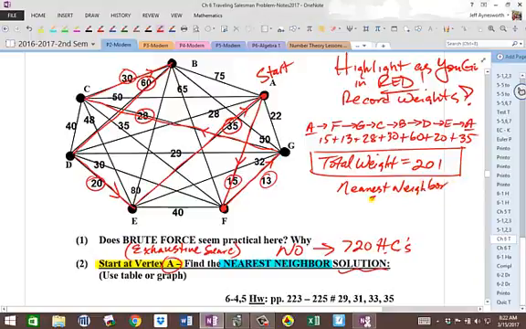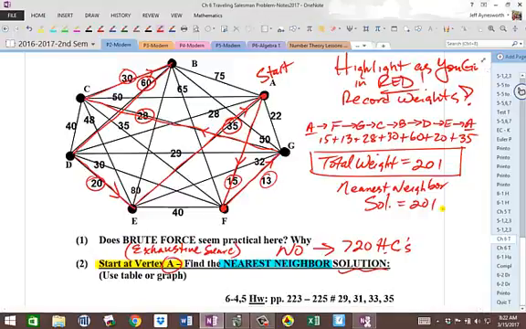is 201. Do we know it's optimal? Don't know. There are 720 circuits, or 360 different ones with different weights, and we'd have to list them all out and compare. So I really don't know if this is optimal, but I do know that I have a solution.